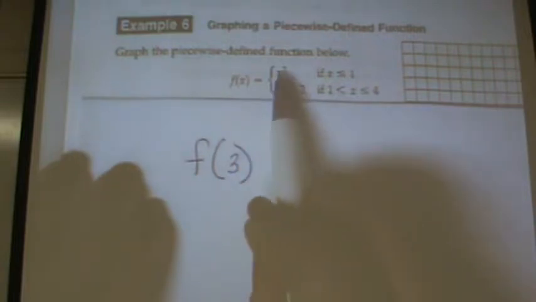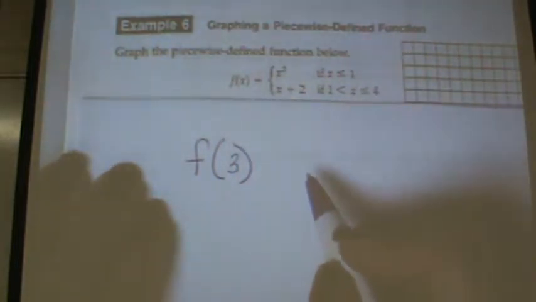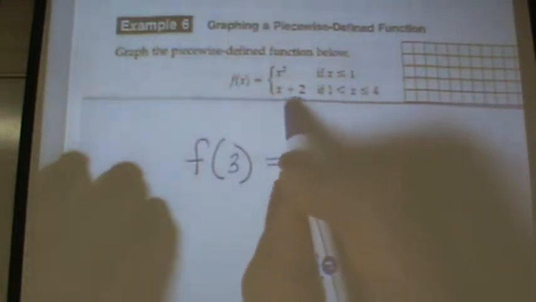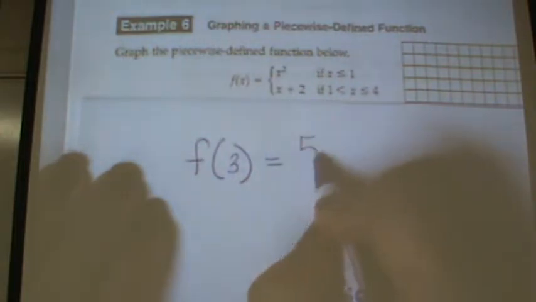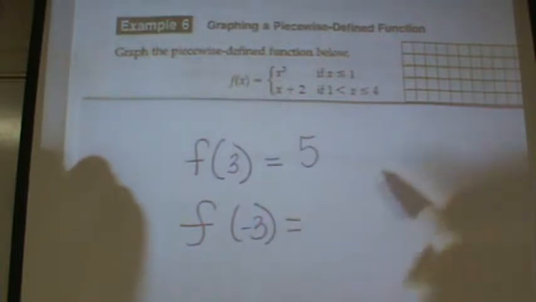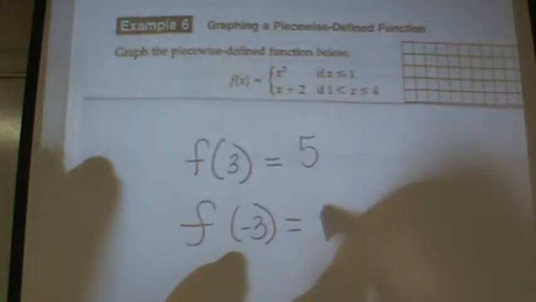So what would I put 3 in? Is it 9 or is it 5? It's 5. Why? Because 3 falls between 1 and 4. So 3 plus 2 is 5. What if I said f of negative 3? What would you give me? Use 9. Negative 3 squared is 9.